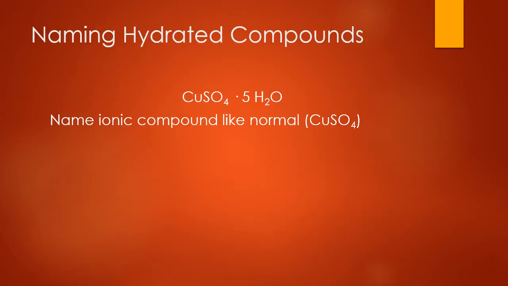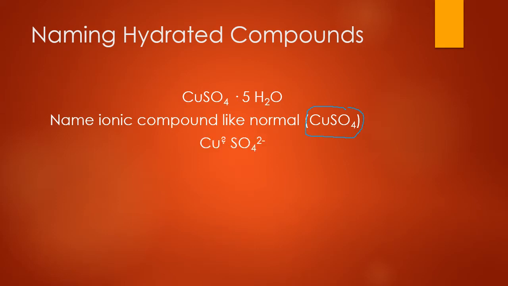Let's look at how we name hydrated compounds, because on the pre-lab portion, number 5 on page 27, you are given 2 examples of hydrated compounds, and the question asks you to give the correct chemical name for the following compounds. Naming hydrated compounds is very similar to naming ionic compounds. You want to start by naming the ionic compound first. In this chemical formula, the ionic compound is CuSO4.